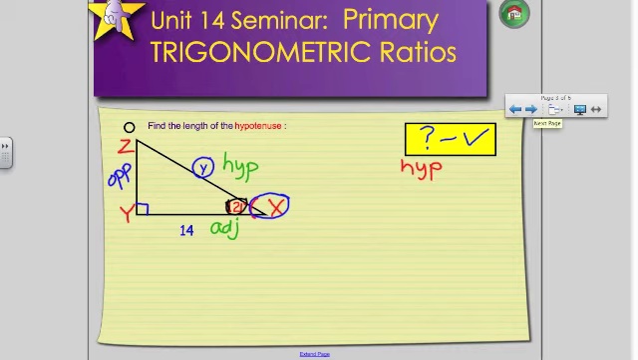And what is the name of the side that I know the value of? Wilma, what is the name of the side I know the value of? Yes, my adjacent. So I don't really need the opposite at all. I only need the name of the side I'm looking for and the name of the side that I know.